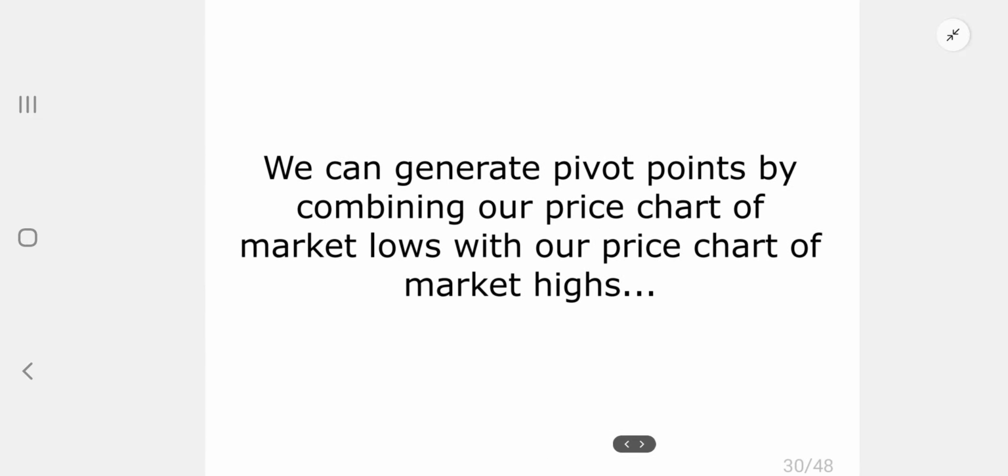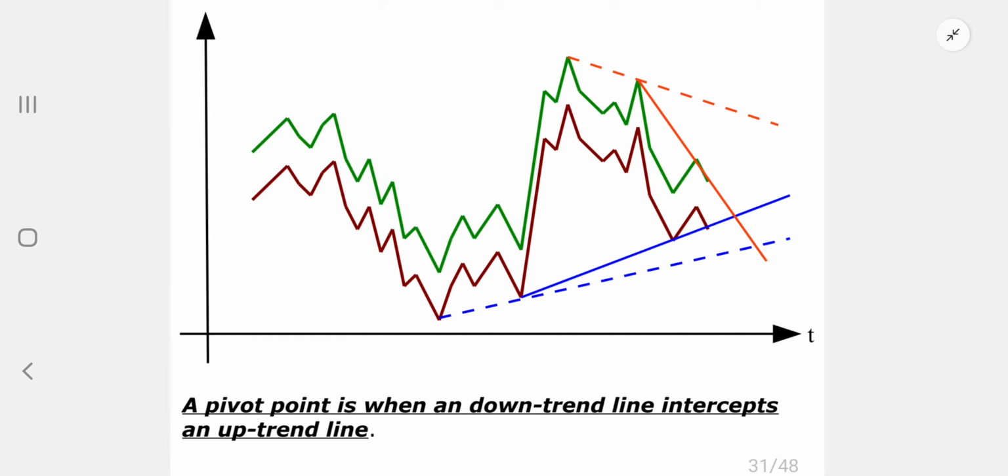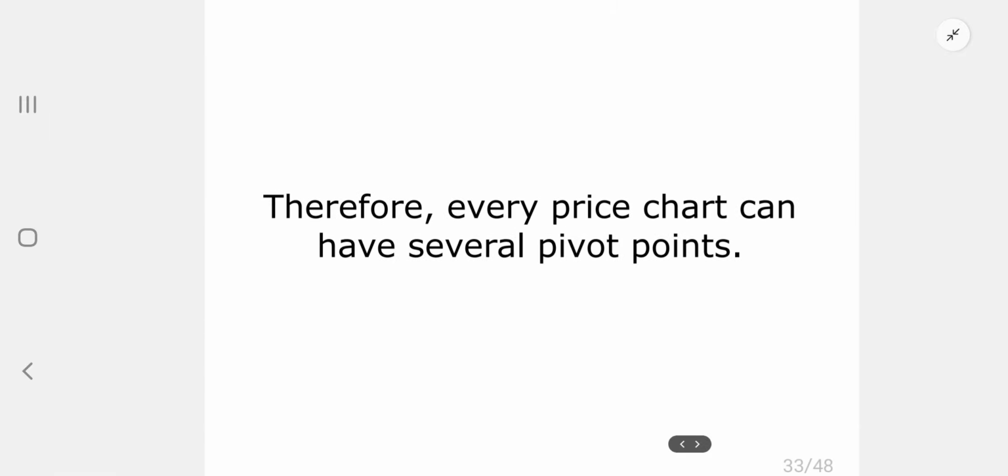Pivot points. We can generate pivot points by combining our price chart of market lows with our price chart of market highs. A pivot point is when a downtrend line intercepts an uptrend line. Every price chart can have several downtrend lines and several uptrend lines. Therefore, every price chart can have several pivot points.